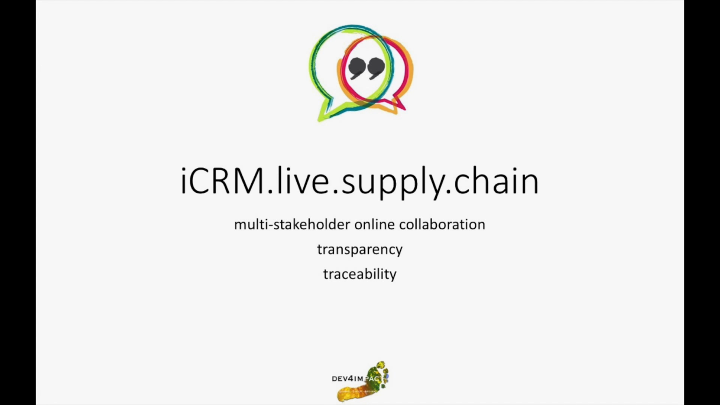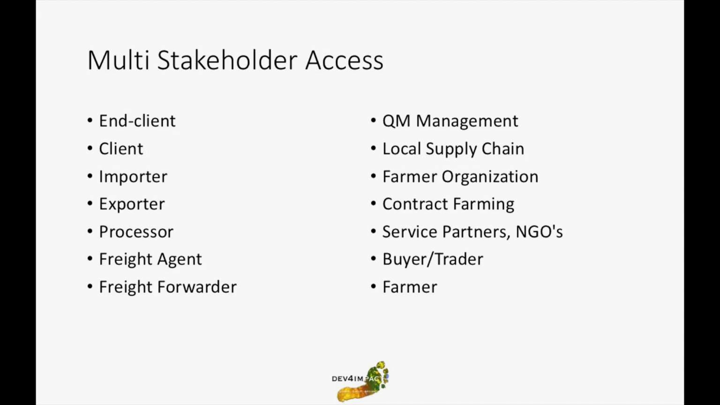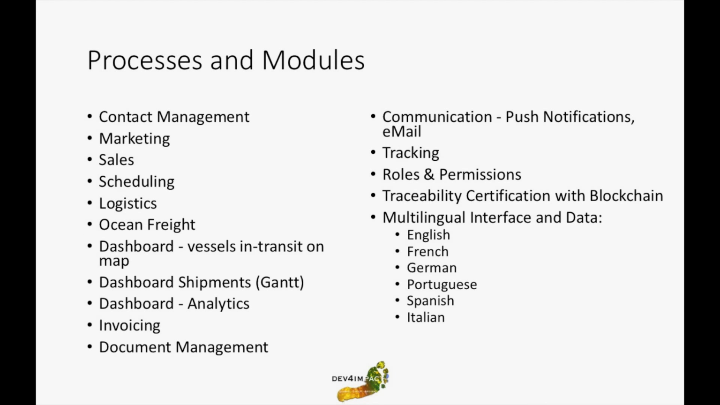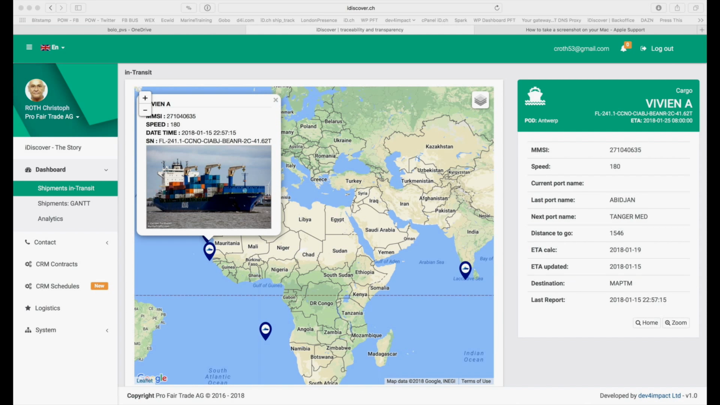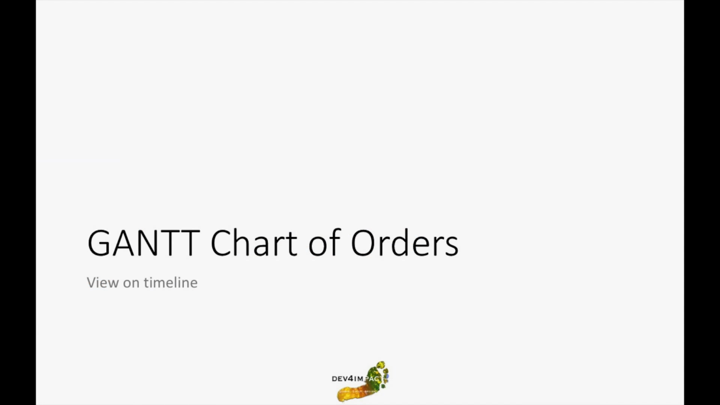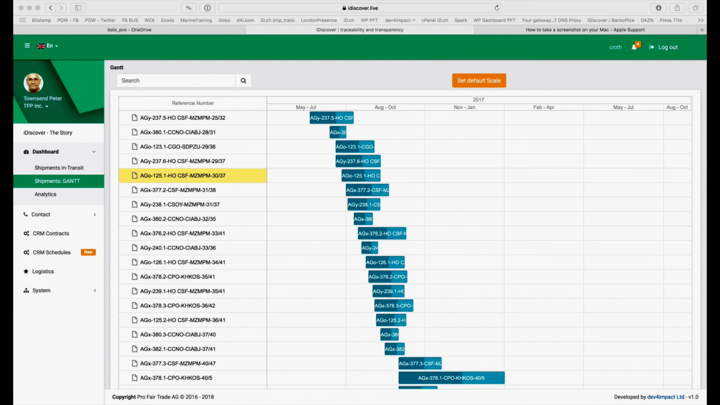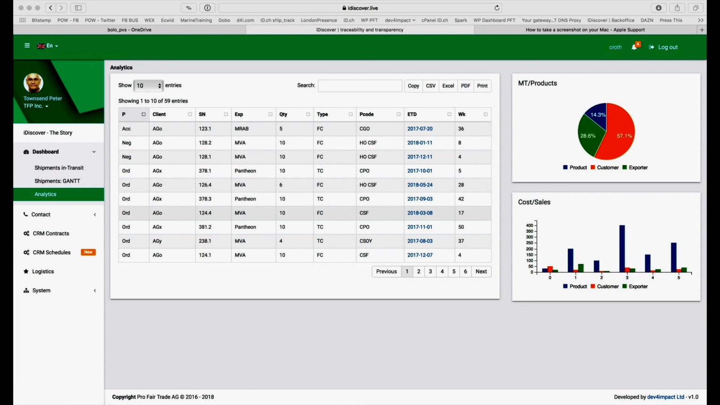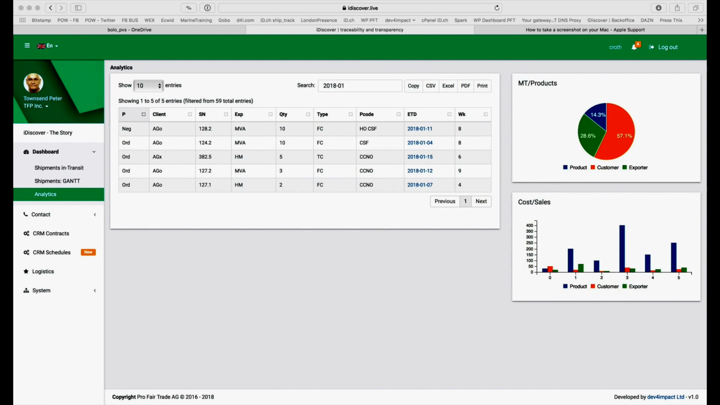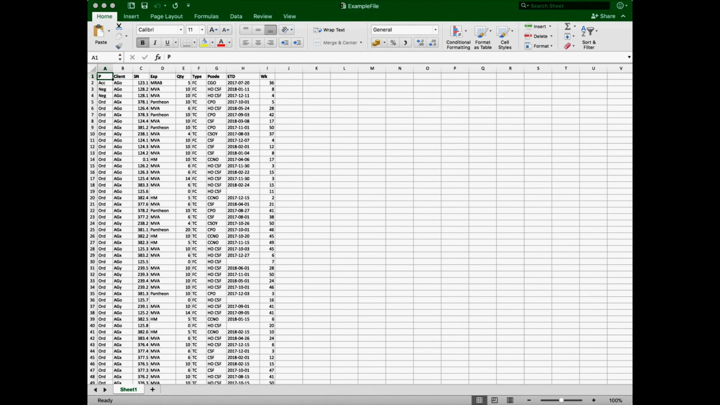Multi-stakeholder software, process-oriented. All stakeholders are involved with the multiple modules which are based on processes, dashboards like vessel tracking, giving an overview of where shipments in transit are located, Gantt charts viewing orders on a timeline, analytics, fine-grained search of shipments, details, being able to drill down, export data to Excel and further work with it.